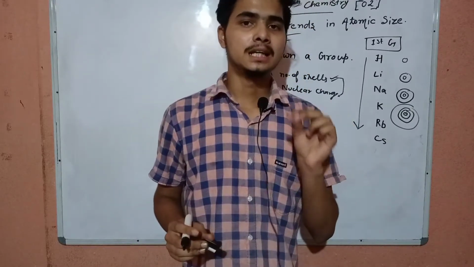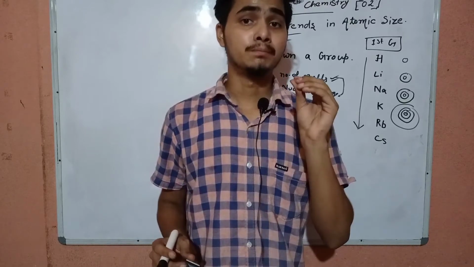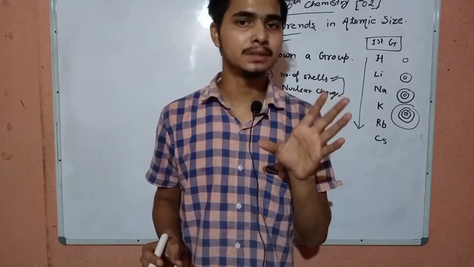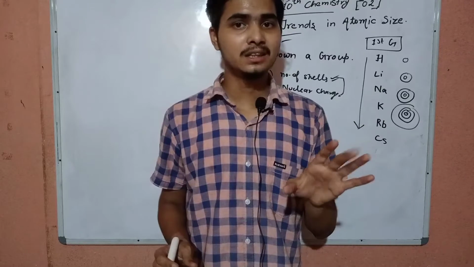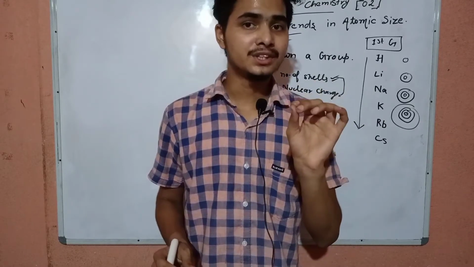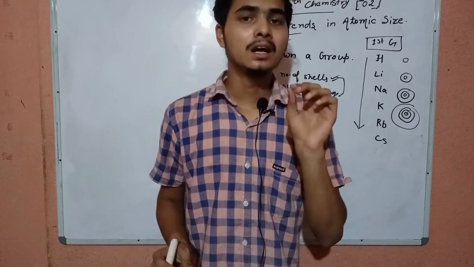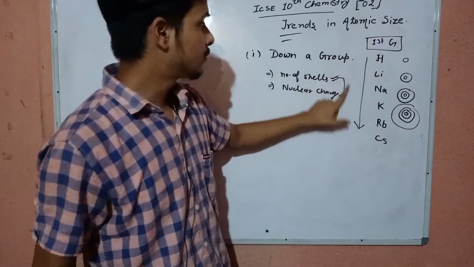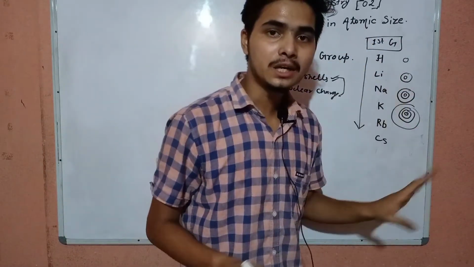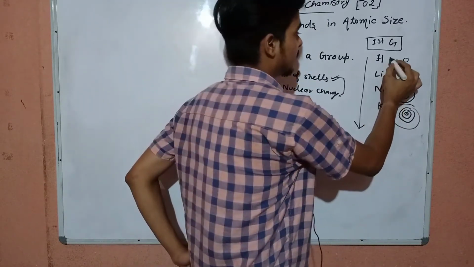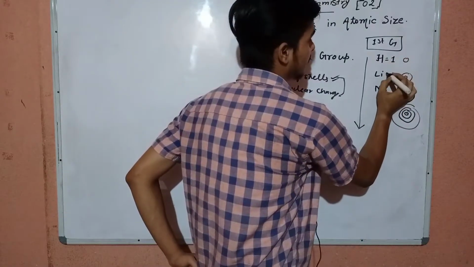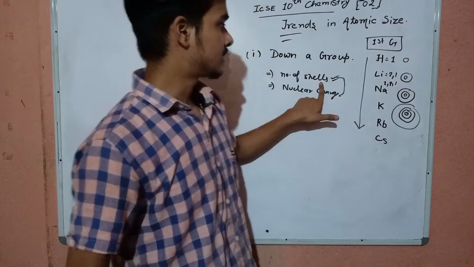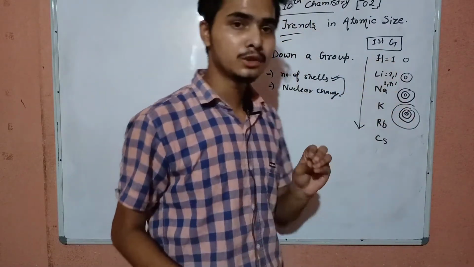Now let me stop you here and recall the previous video. When I was talking about the term periodic properties, I mentioned that a periodic property is something which directly or indirectly depends upon electronic configuration. Are you remembering it? Our first periodic property is atomic size, and when we are going down, it is directly or indirectly related to electronic configuration. Hydrogen is 1, then 2, 1, then 2, 8, 1. Because we are referring to number of shells, it is indirectly related to electronic configuration.